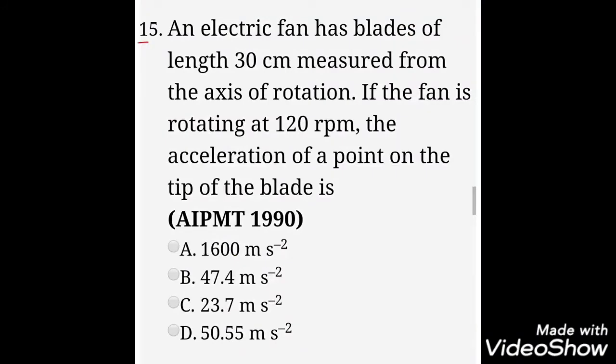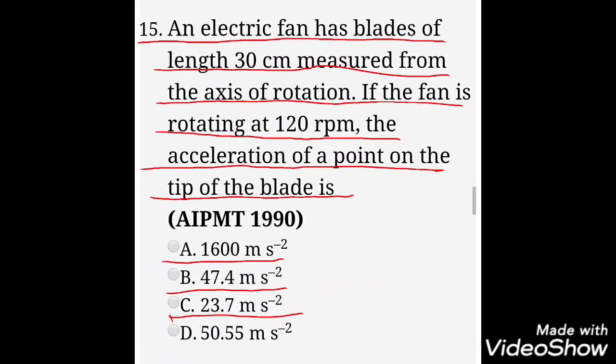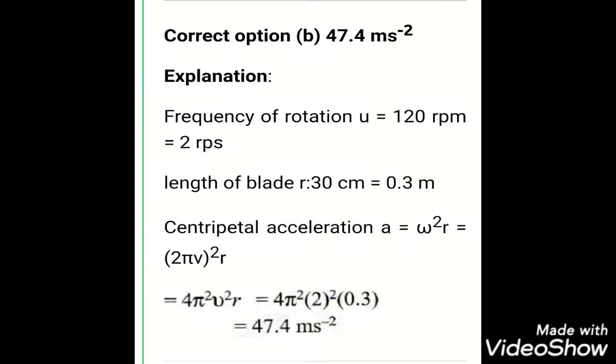Question number 15. An electric fan has blades of length 30 cm measured from the axis of rotation. If the fan is rotating at 120 rotations per minute, the acceleration of a point on the tip of the blade is: option A 1600 meter per second square, option B 47.4 meter per second square, option C 23.7 meter per second square, option D 50.55 meter per second square. The correct option for question number 15 is option B, 47.4 meter per second square is the correct answer.